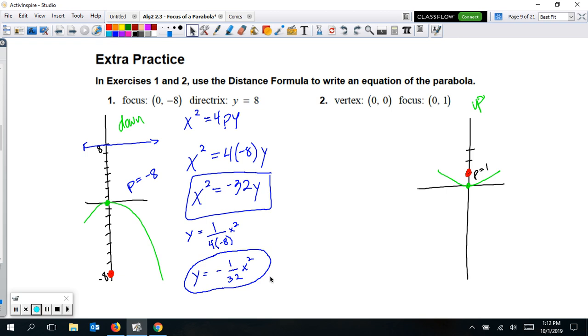So there are two ways we can write this equation. This is the way we're more used to writing it, where it says y equals. This is a way that sometimes you might see it written, where x is squared first. x squared equals this.